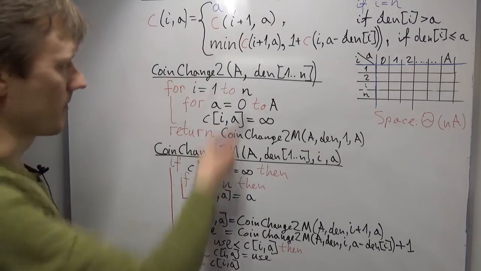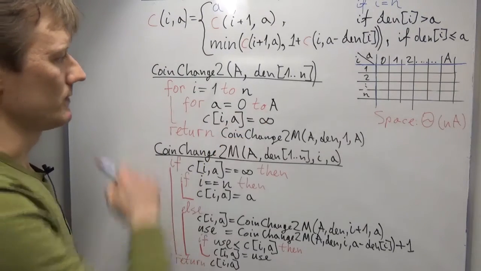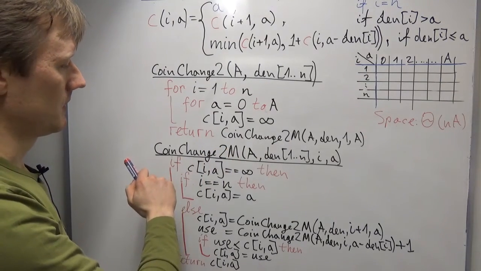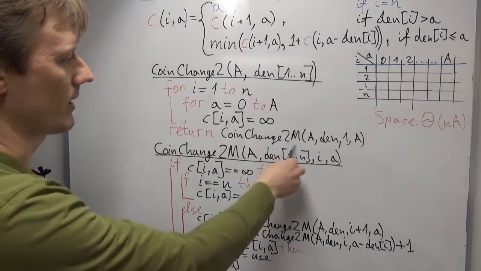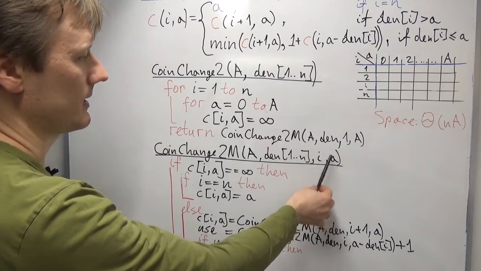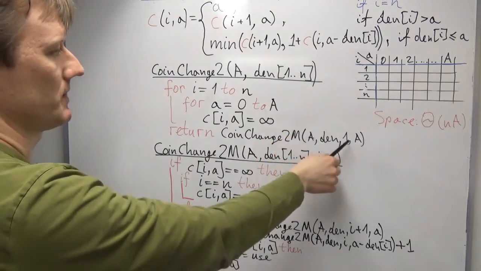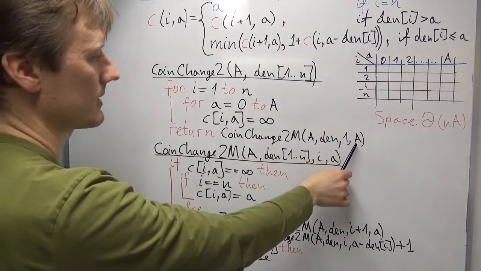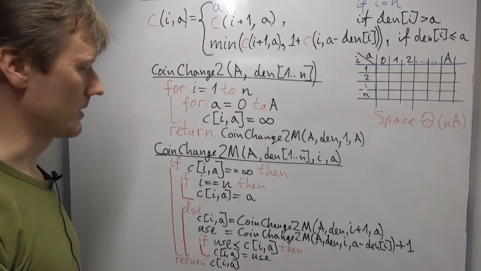The memoized version of the algorithm is here to fill this array. First we fill the array with infinities, which symbolize unsolved problems, and then we call the main memoized function called coin change m, where m stands for memoized, with the parameters for i and A: 1 for i, meaning that we have all the denominations from 1 to n, and capital A, meaning that we want to change all the amount that we're given.